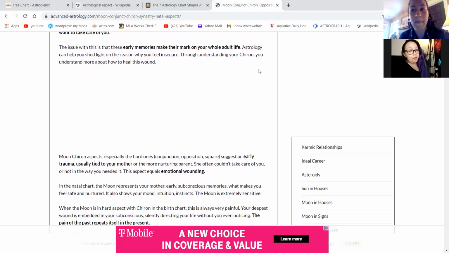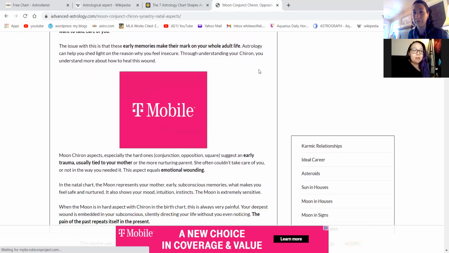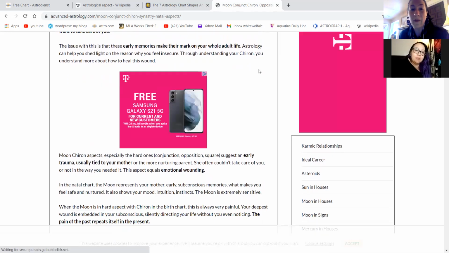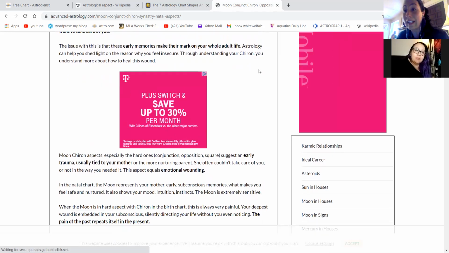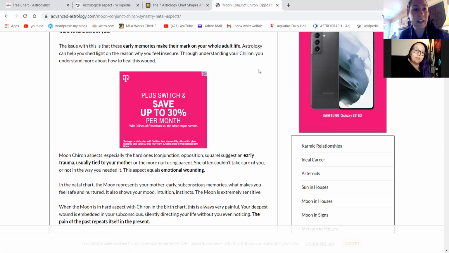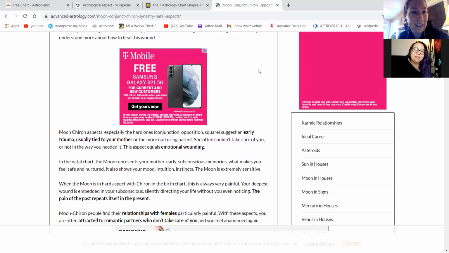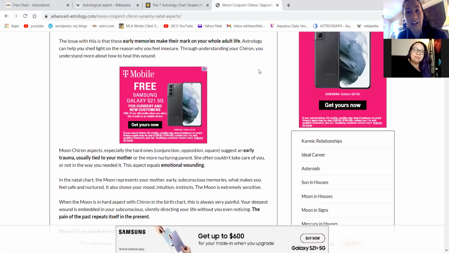So yeah, it makes sense. The issue with this is that these early memories make their mark on your adult life. Astrology can help you shed light on the reason why you feel insecure. Well, duh, that's why we're here today. Okay, so through understanding your Chiron, you can understand more about how to heal this wound.